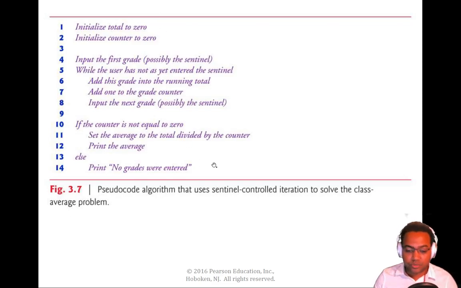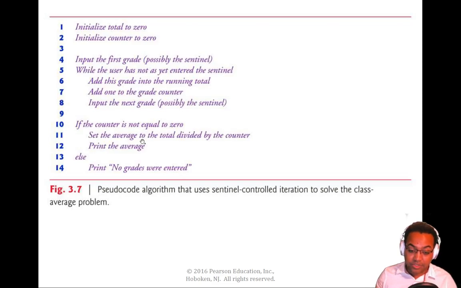Here's the pseudocode. Initialize total to 0, initialize counter to 0. In this case, I use grades. Input the first grade. While the user has not yet entered the sentinel, add this grade to the running total, add 1 to the grade counter, input the next grade. If the counter is not equal to 0, set the average, and I didn't do that validation.